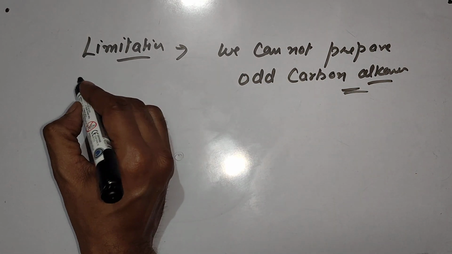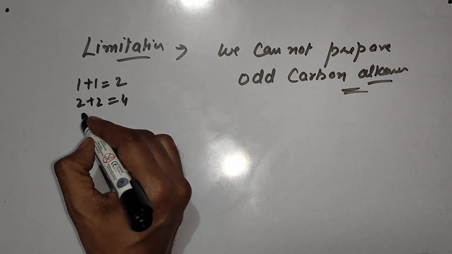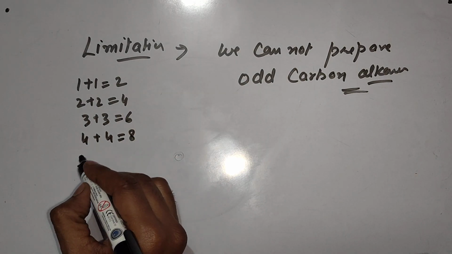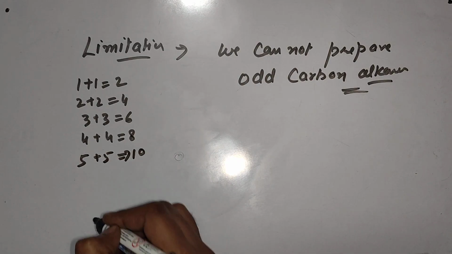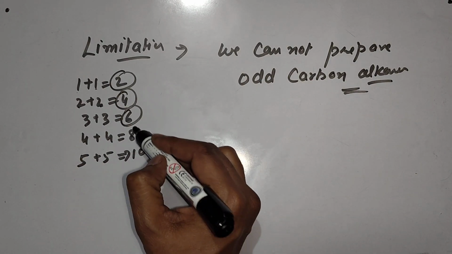To understand it, first understand this one. 1 plus 1, 2. 2 plus 2, 4. 3 plus 3, 6. 4 plus 4, 8. 5 plus 5, 10. And so on. Every time when you are adding the same number, we are getting an even number as a result.